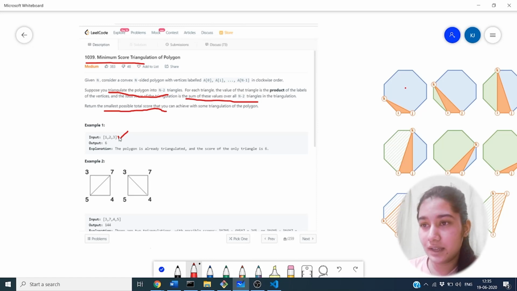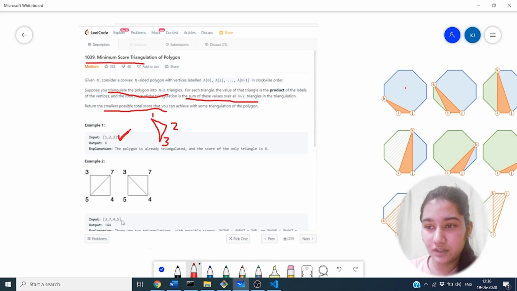So let's see example number 1. As we can see, we are given 3 vertices as 1, 2 and 3. So there is only one possible triangle in this case. So we have to return 1 into 2 into 3, that is 6.